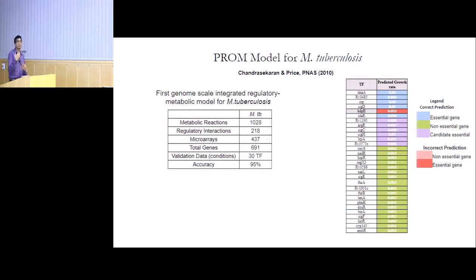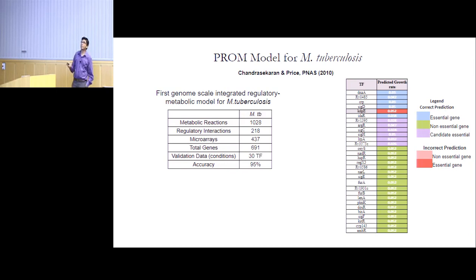For example, in this case, using PROM, we built the first model that combines transcriptional regulation and metabolism for tuberculosis. So this is the pathogen that causes TB, and we built a PROM model for this, which involved more than 1,000 metabolic reactions and more than 200 regulatory interactions. So it's not as big as the E. coli model because we didn't have that much data on this. But despite the fact that we had very little data, we were able to predict with around 95% accuracy the outcome of transcription factor deletion.